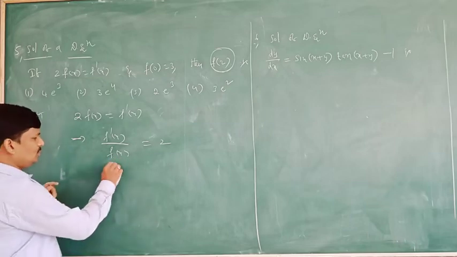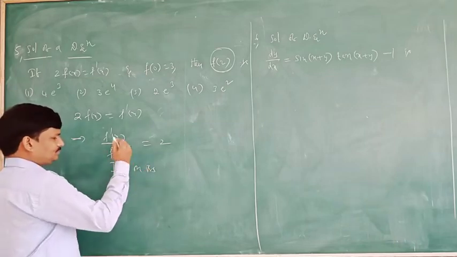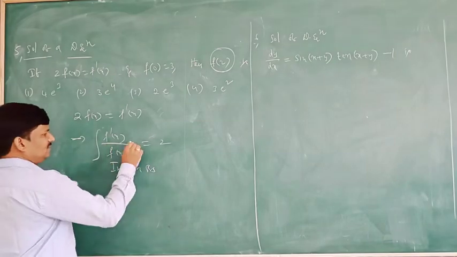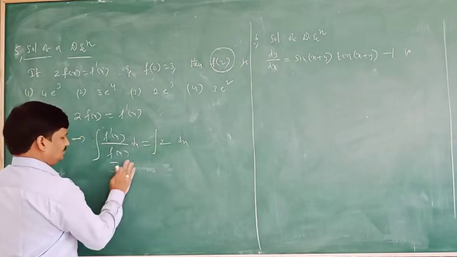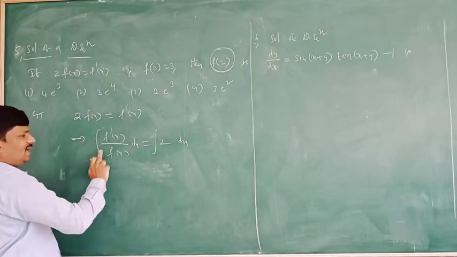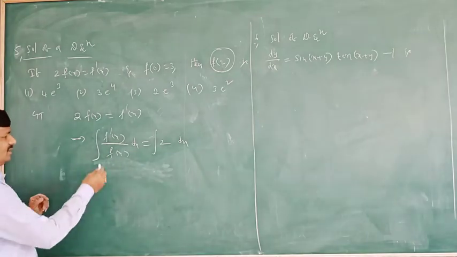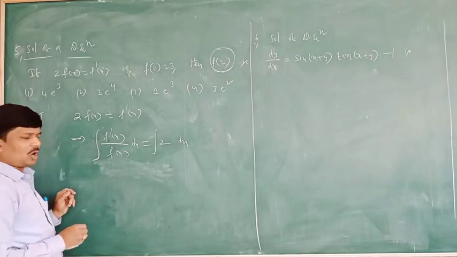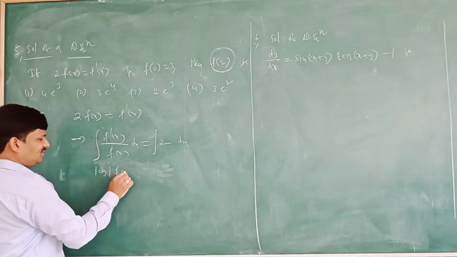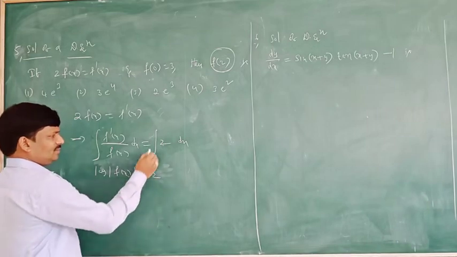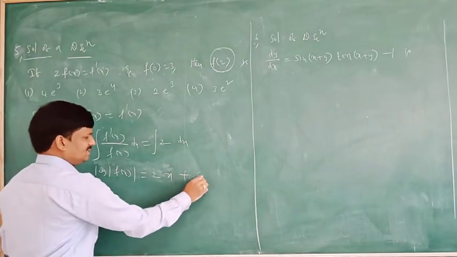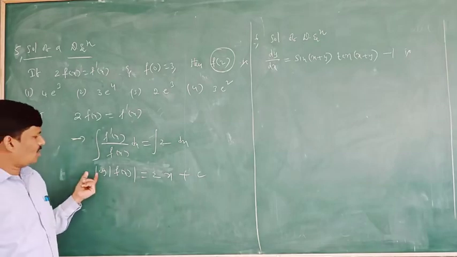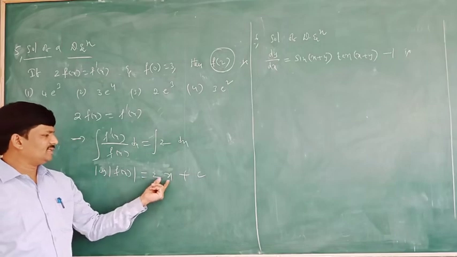To solve this one, what I'm going to do here? Integrating on both sides. Do integration on both sides. Integral dx. So I transfer this side and do integration on both sides. Then what you got here? Integral f dash of x by f of x dx. You know the formula: integral f dash of x by f of x is log mod f of x. Log mod f of x is equal to 2, and integral dx means x plus c also. Understand? Yes. Log f of x is equal to 2x plus c.